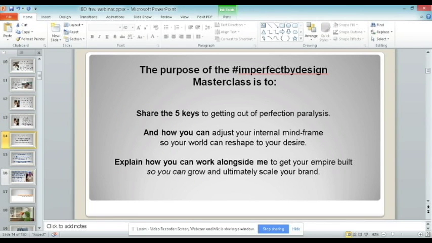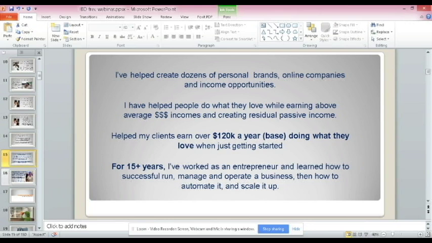So the purpose of the Imperfect by Design Masterclass is to share the 5 keys to getting you out of perfection paralysis, how you can adjust your internal mind frame so that your world can reshape to your own desire. I'm also going to explain how you can work alongside me to get your own empire built so you can grow and ultimately scale your brand.